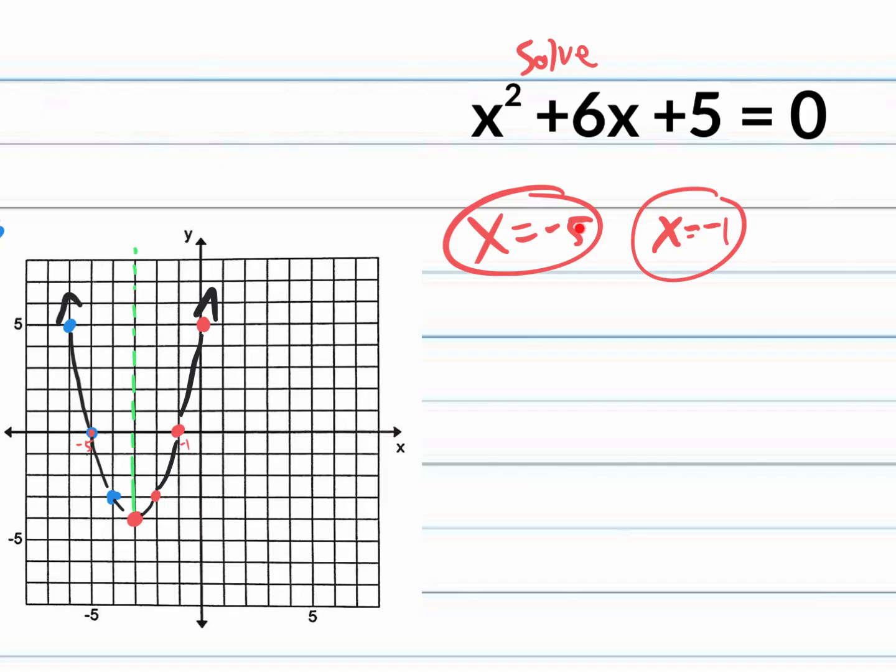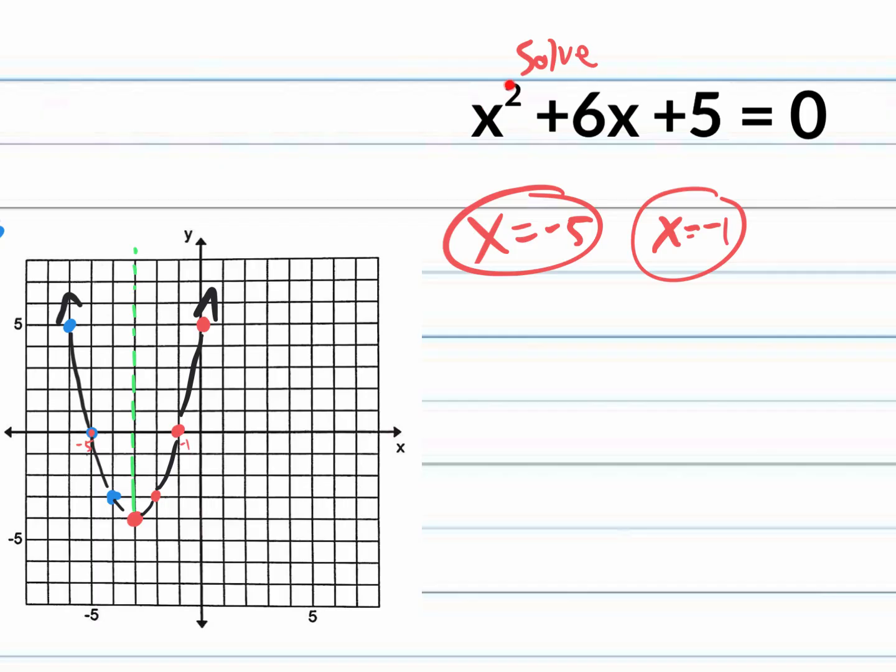Let me prove that to you. If I put a -5 right here, -5 squared, -5 times -5 is positive 25. If I put a -5 right here, 6 times -5 is -30. 25 minus 30 is -5. -5 plus 5 really is 0. That's an answer for sure.